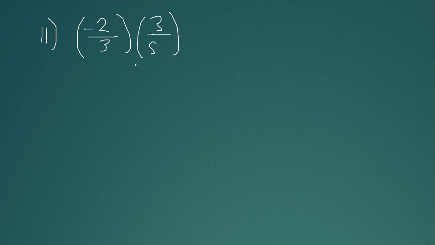Eleven is, how about we have negative 2/3 times 3/5. So, cancellation method na lang para mabilis. Cancel sa 3, cancel sa 3. The answer is negative 2/5. This is the answer.